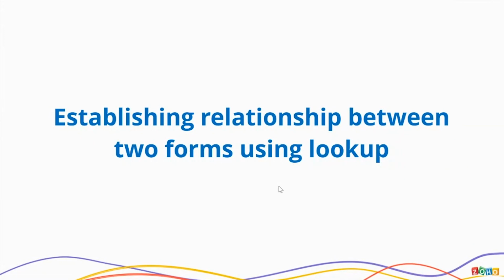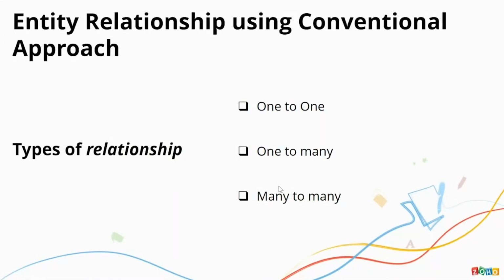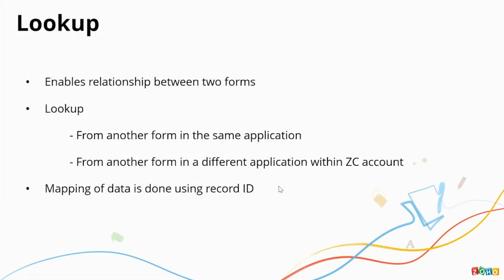Establishing relationship between two forms using lookup. When you take the conventional approach of development, generally interaction or connection between two modules, databases, or tables can be achieved using entity relationships. There can be multiple types of relationship like one-to-one, one-to-many, and many-to-many. A lookup is similar to this entity relationship. It's one of the fundamental and most essential features as far as Creator is concerned, as it helps in connecting data between two forms within the same application and two forms across different applications within your Zoho Creator account.